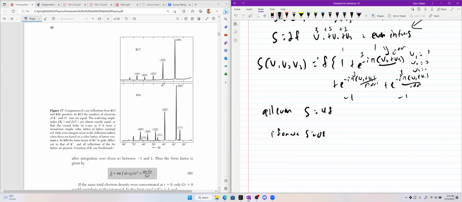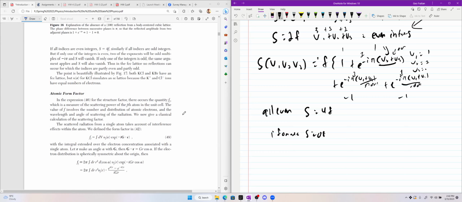What we see, right, is we don't see anything that has even and odd mixed, right? They're all either all odd or all even. All the reflection peaks. Okay.